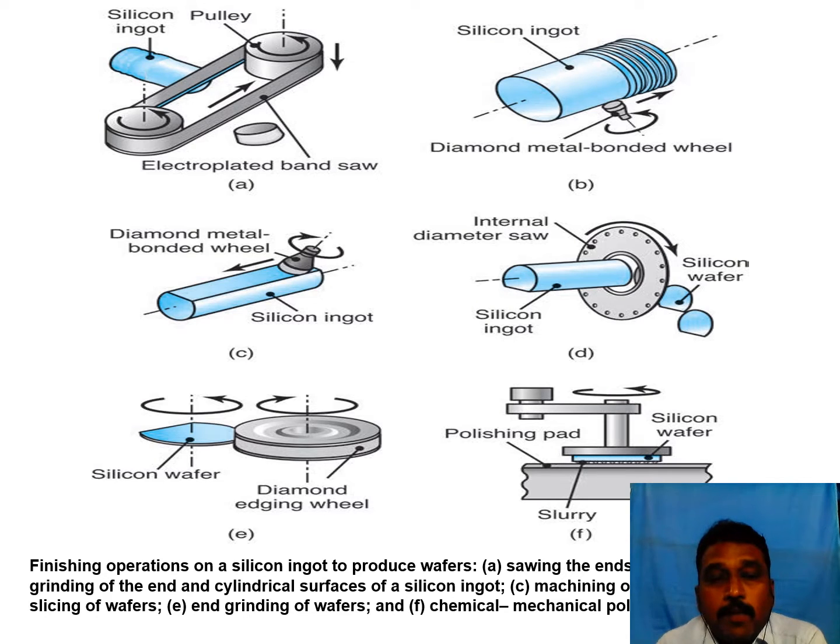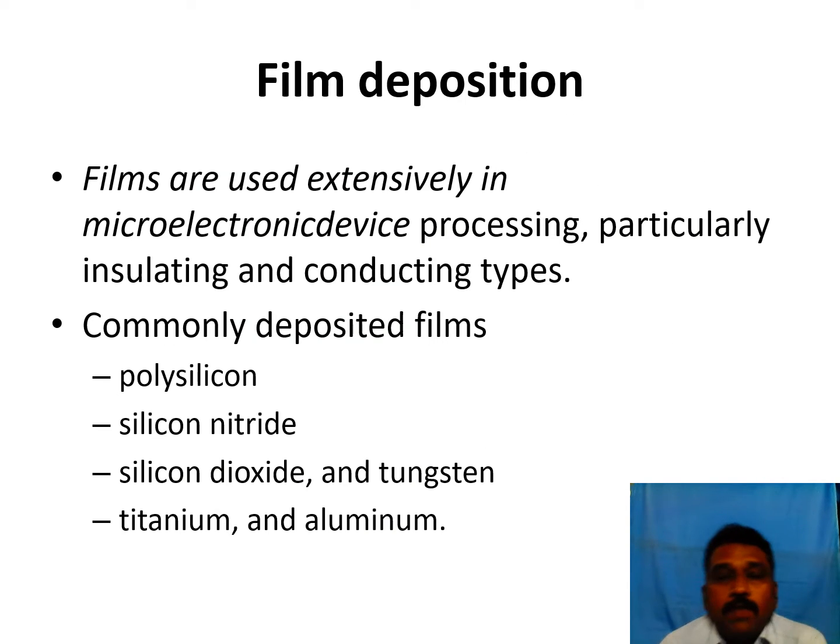So these are the operations: how to get the silicon from the raw material, that is the silicon ingot, and then how to produce the wafers by means of the saw or the diamond bonded wheel, and then how it is made into, you see the wafers here, how to get the wafers, the process available. So the very first process we are going to see is the film deposition.